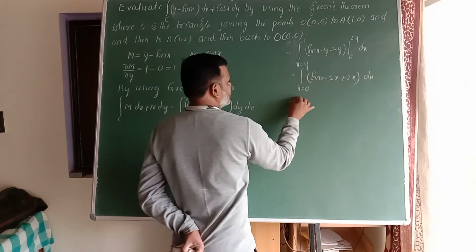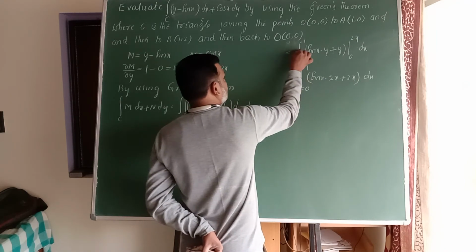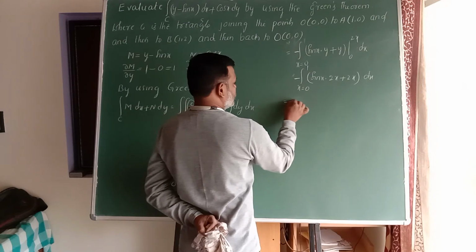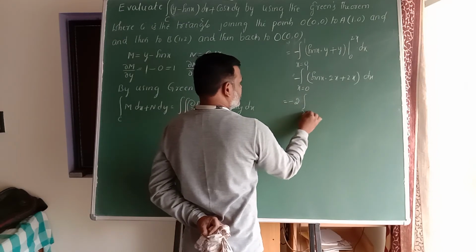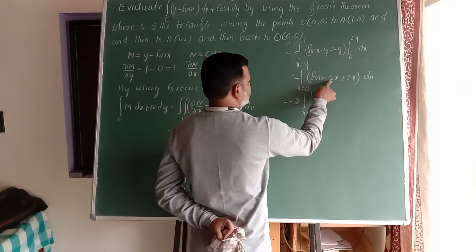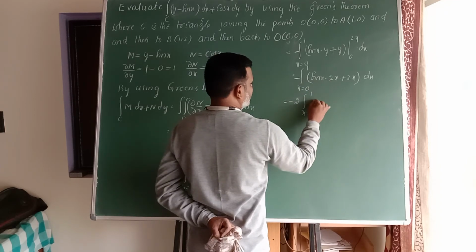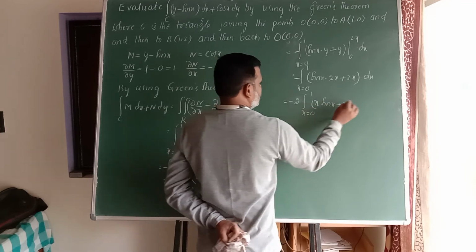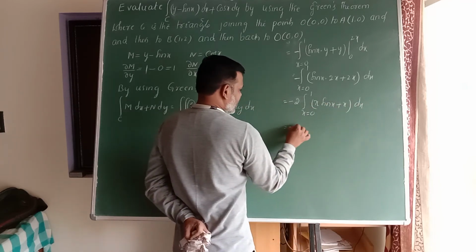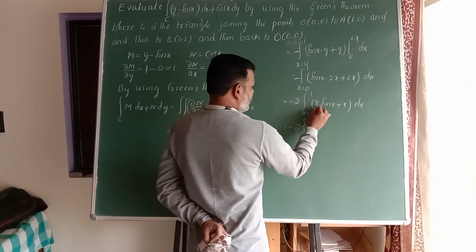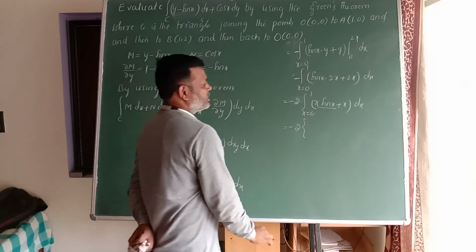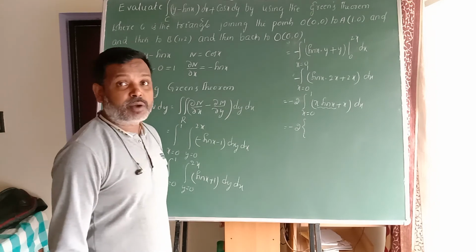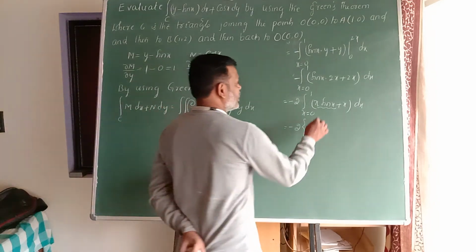You can take 2 outside, already minus is there, so minus 2, x is equal to 0 to 1, 2 outside, sin x into x is nothing but x sin x plus x into dx. Now understand this very beautifully. Here x into sin x is there. So when you have the product of two or more functions in an integration, we have to apply IP.